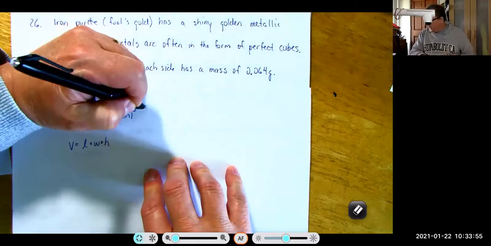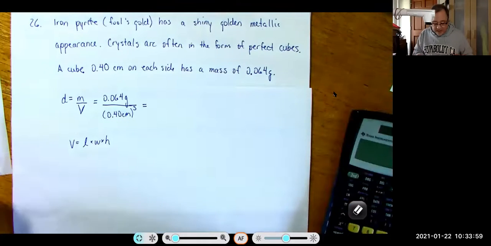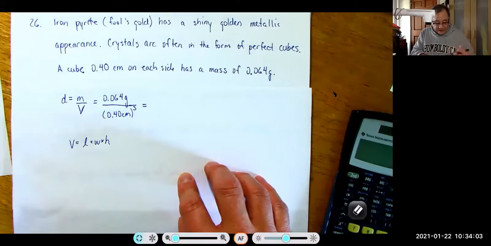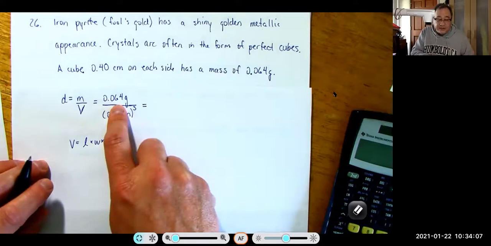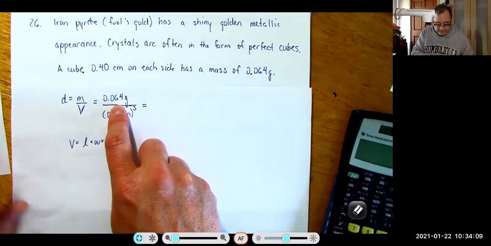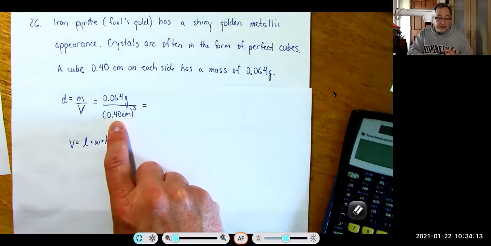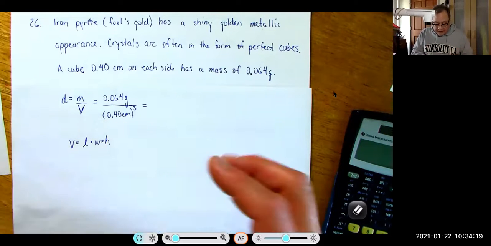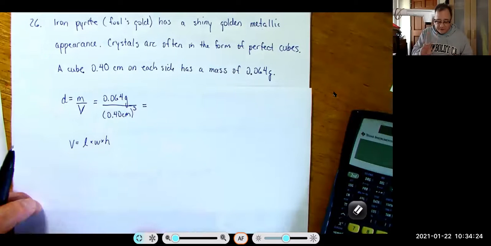Now, I'm not sure that we have talked about, well, we have talked about in lab, significant figures, not scientific notation, but significant figures. This has 2 sig figs because leading zeros don't count. This has 2 sig figs because trailing zeros count if you see a decimal. So since this is all multiplication and division, and we have 2 and 2, we're going to be allowed 2 significant figures in our answer.